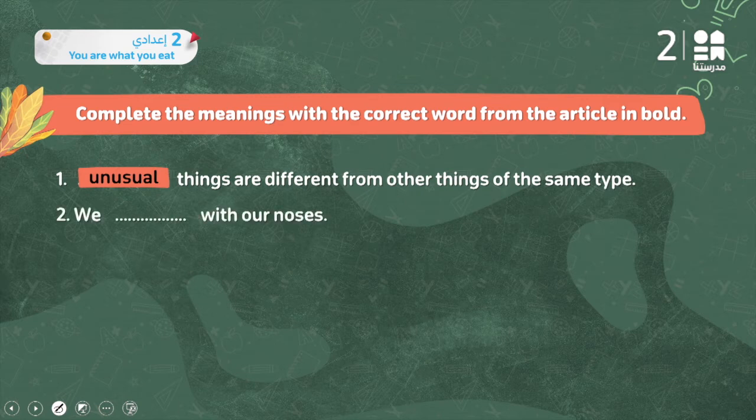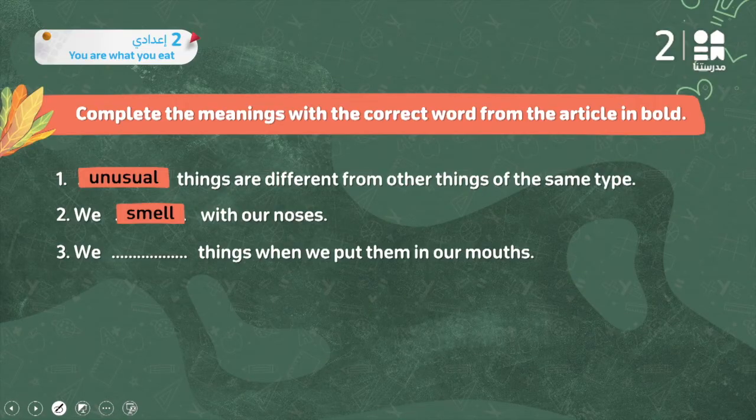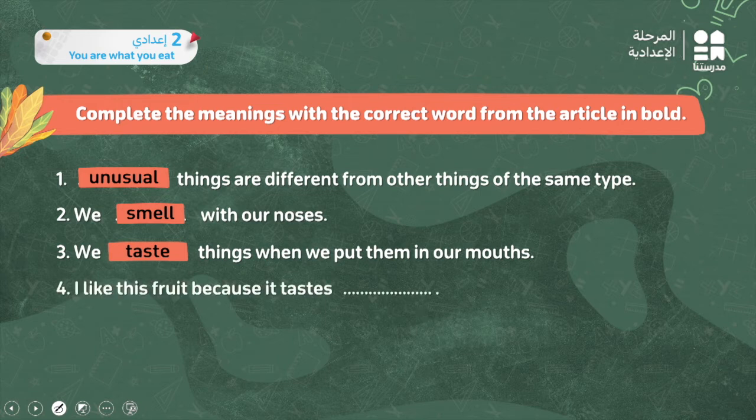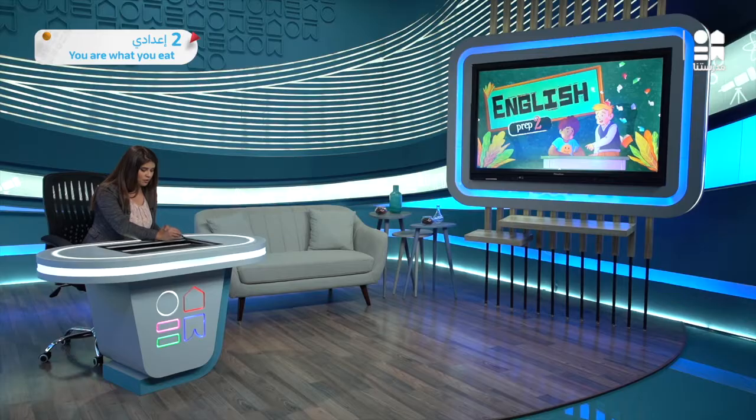Number 2, we blank with our noses. Of course, what's the suitable word? Yes, definitely, we smell. Number 3, we blank things when we put them in our mouth. So, when we do what, we put it in our mouth. For example, we taste. I like this fruit because it tastes delicious. Delicious means having a good taste.